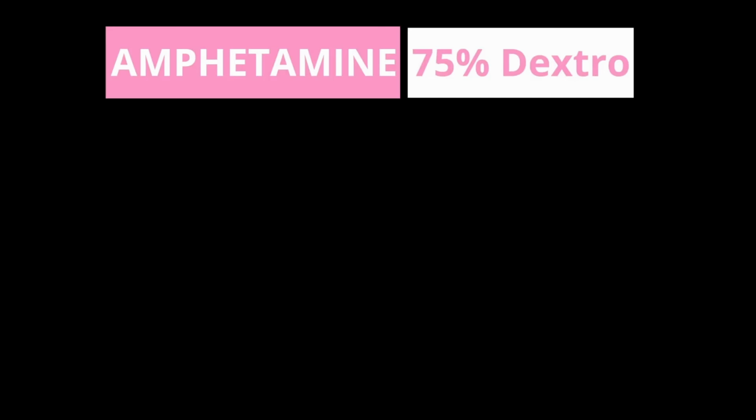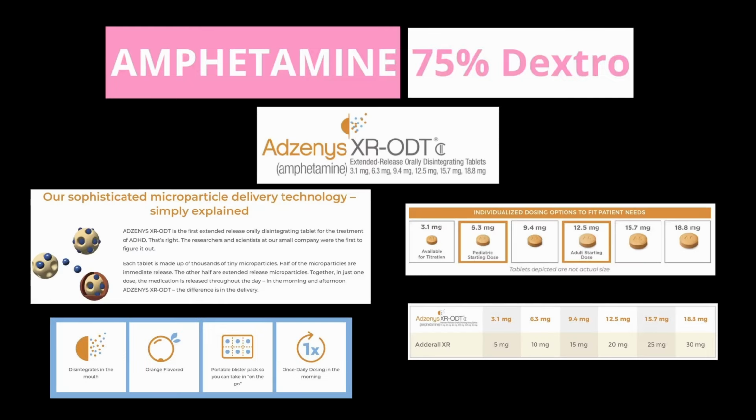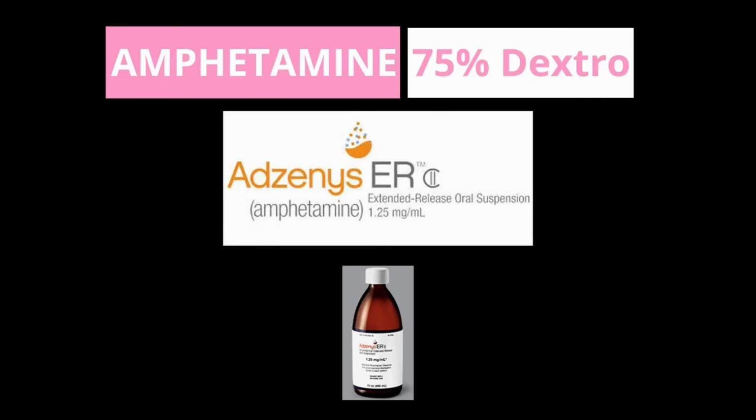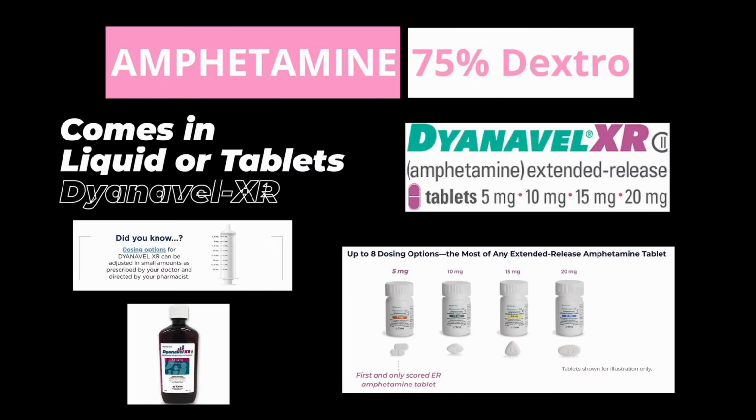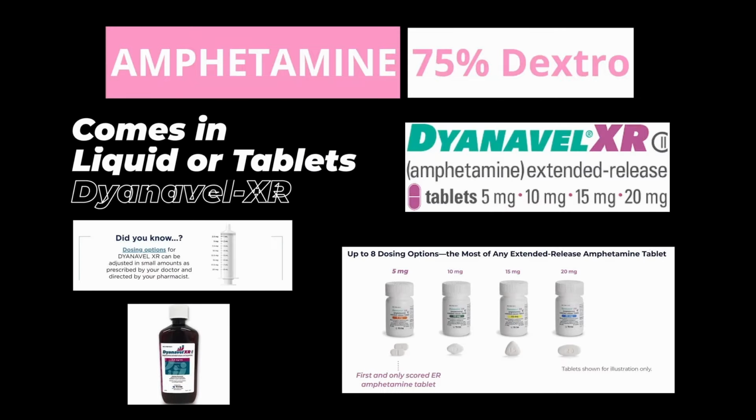Then there are a few extended release ones that have different routes of administration, the ones that I talked about in the last video. So there's Adzenys XR ODT. This is just an orally dissolving tablet that's got a duration of action of 10 to 12 hours. Then there's Adzenys ER oral suspension. So this just comes in a liquid and has a duration of action of 10 to 12 hours. Then there's Dyanavel XR, which is also a liquid and also has a duration of action of about 12 hours.